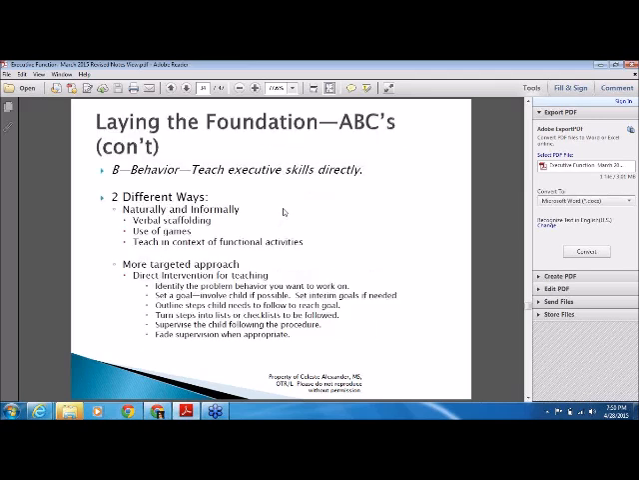Okay, so another way that we can teach skills is directly, okay? So B is behavior. There are two ways to look at this, naturally and informally. So when that happens, we're talking about this sort of verbal scaffolding, use of a game, and I'm going to flip to my examples in just a second.